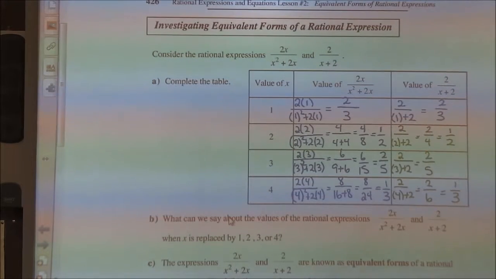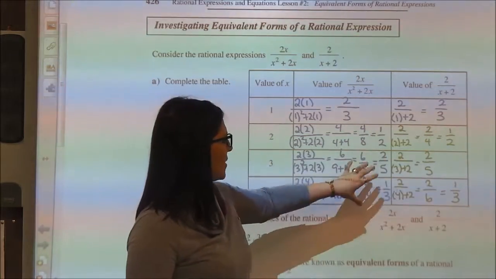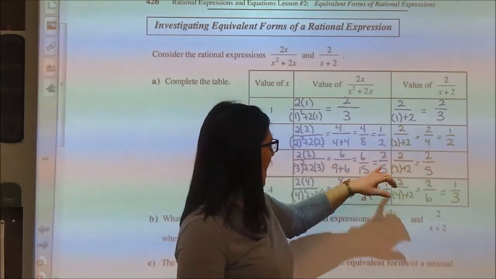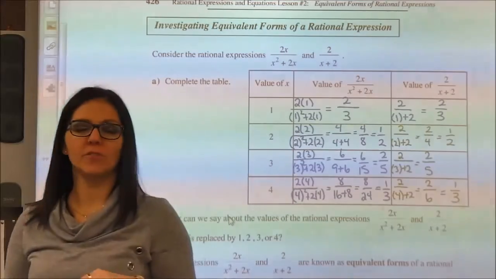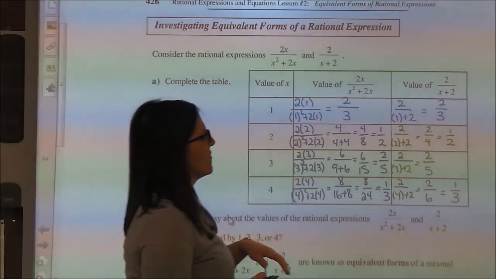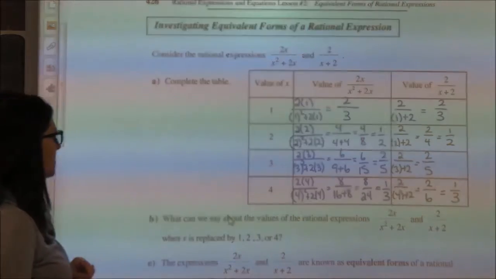Okay, so if we look at our chart, the one thing that you may have noticed is in this first column, all of my rational numbers, or rational expressions, had to be reduced. So 4/8 became 1/2, 6/15 was 2/5, 8/24 was 1/3. Whereas the values in the second column did not have to be reduced.